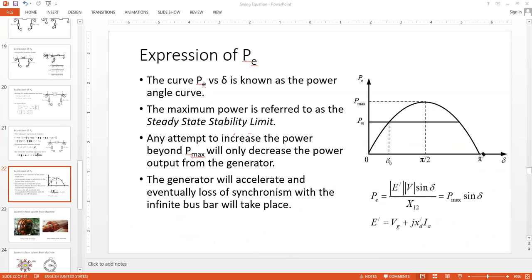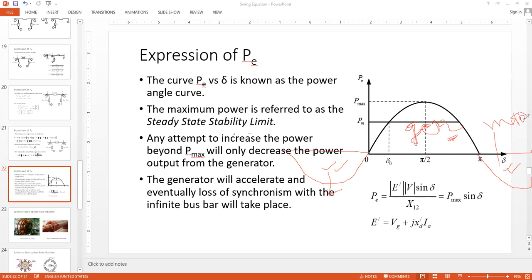What would happen if I go beyond this? Can anyone tell? If I extend it, it will go like this and it will go like this. This is generation. What about these two? Because sine of more than pi gives you negative values. Sine of anything less than 0, up to a certain value, gives you negative values. So this is generating mode for the synchronous machine. What about this? Loss. Motor. Yeah, these are motor. Excellent.